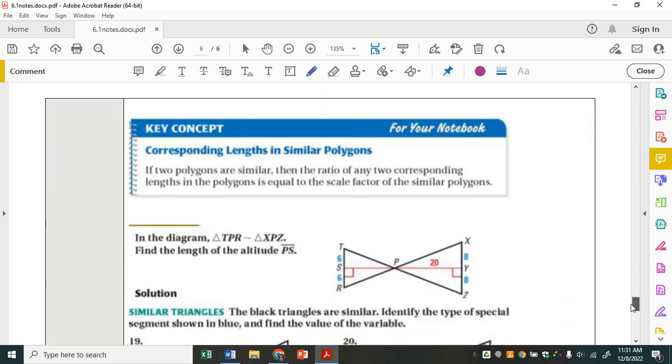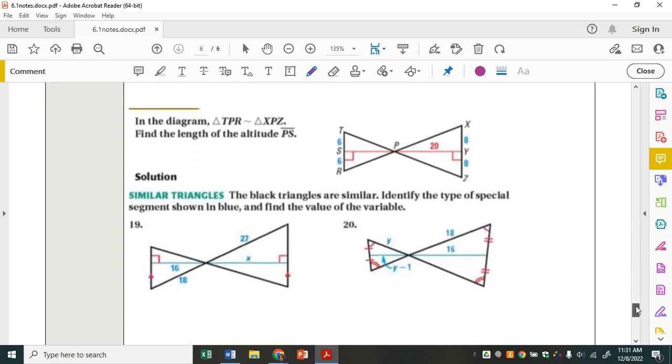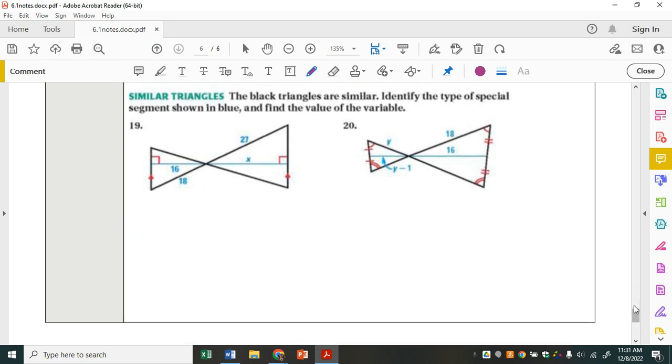Okay, so again, scale factor, and it says right at the top of this page, really, this is what this is talking about. Your scale factor helps you find side lengths, special segments, and your perimeter. Basically, anything that has to do with side lengths or just lengths in general on your triangle, your scale factor is the same for all of that.